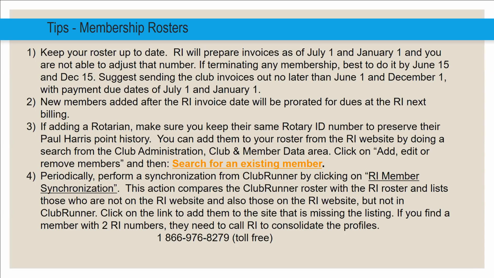For new members added after those dates, Rotary International will prorate the dues. So if you have somebody joining in August, the January invoice is going to count that person for 5 months, and you'll need to pay that prorated amount.